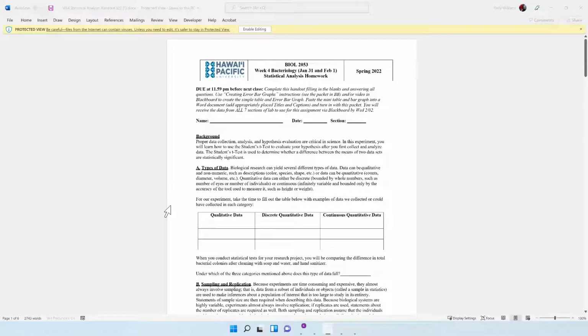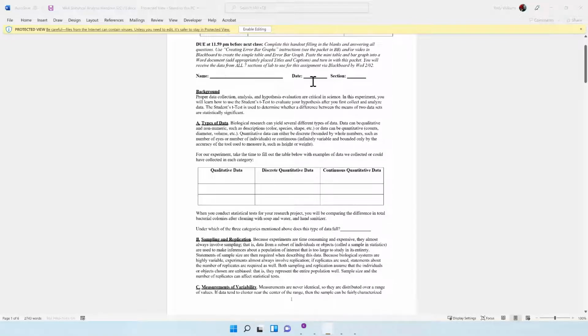Hi, everyone. I know we didn't have a chance to go over the stats portion of the lab and your homework, so I'm going to take a second just to show you some of that now. We're looking at your statistical analysis homework sheet, and please read through it.